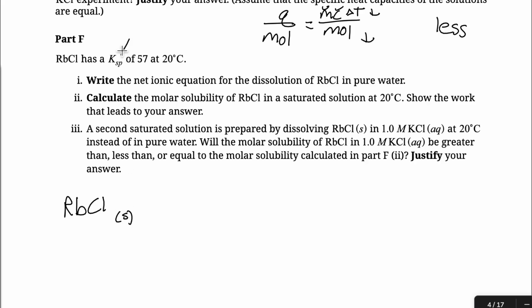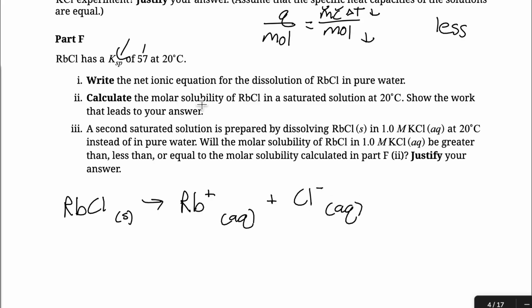This is KSP, meaning that it's solid dissolving. So normally we have equilibrium errors. Here your K value is pretty big. So if you didn't want to put equilibrium errors, you could probably get away with that. And then this would be aqueous. And then Cl minus aqueous.